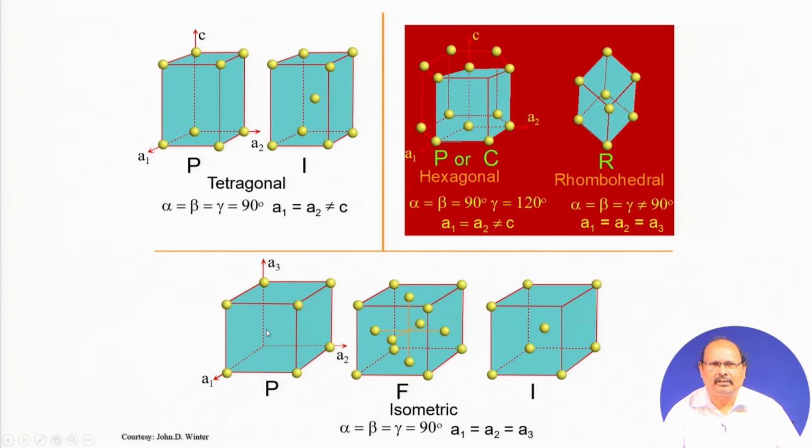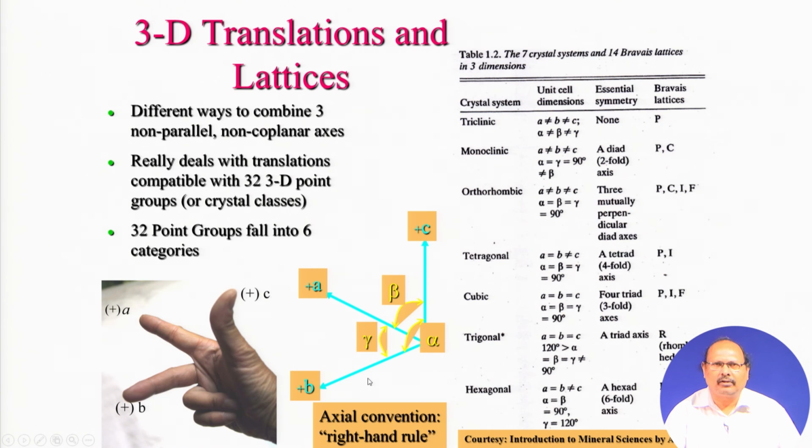And this is the face centered lattice in the isometric system. So, the lattice nodes lie at the center of all the faces, and in the isometric crystal system, you also have a body centered lattice, where the lattice node is at the center of this particular crystal. So, these are the 14 types of Bravais lattices that we have seen here.